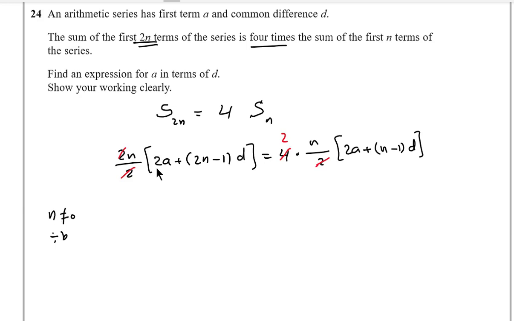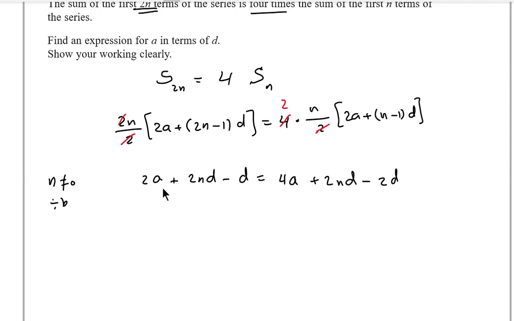So we have 2a plus 2nd minus d is equal to, here we have 2 outside, so 2 times 2a, which is 4a, plus we multiply dn, but we have 2 outside, so 2nd, also minus d has 2 outside, so it will be minus 2d.